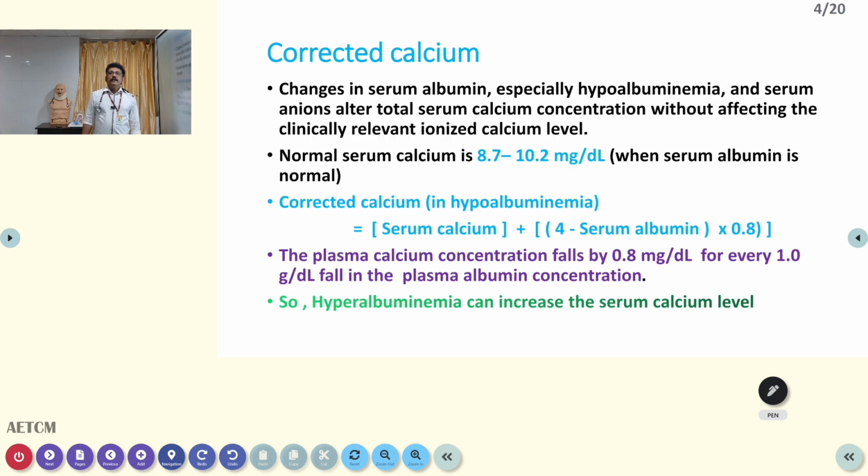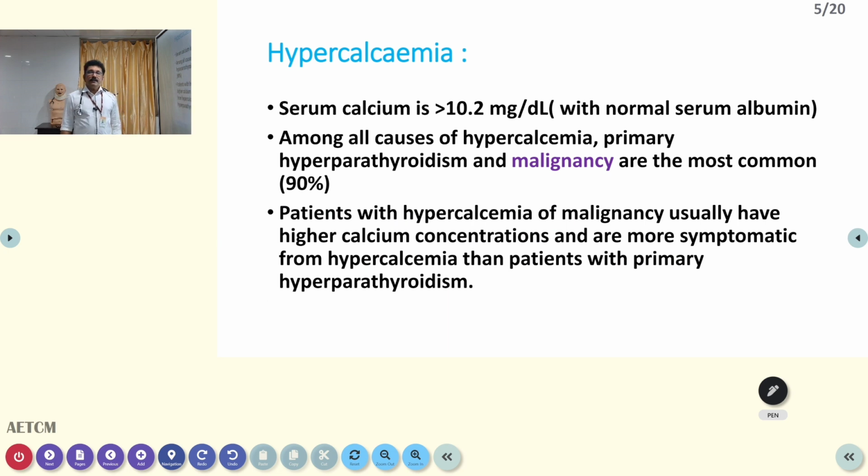The normal value is 8.7 to 10.2 milligram per deciliter. More than that, we call it hypercalcemia. Hypercalcemia is more than 10.2 when the albumin levels are normal. Among all the causes of hypercalcemia, hyperparathyroidism is one of the important conditions which can produce hypercalcemia, and malignancy can also produce hypercalcemia. These two have some similarities.